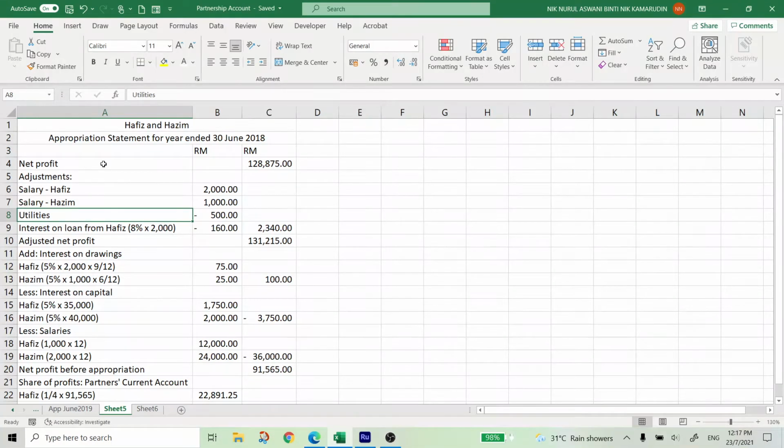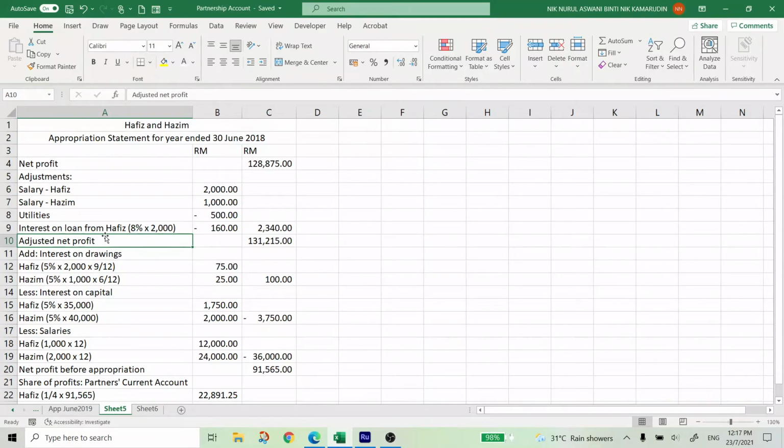The first one is the salary to the partners, which is included in the business operating expenses. Then we need to adjust for the accrued utilities. And then we need to adjust also for the interest on loan from Hafiz, because it is not yet recorded in the computation of the net profit in the statement of profit or loss. All right, and then we have here the adjusted net profit.